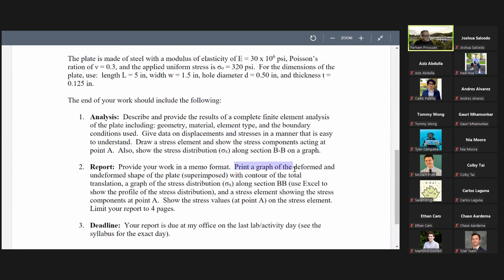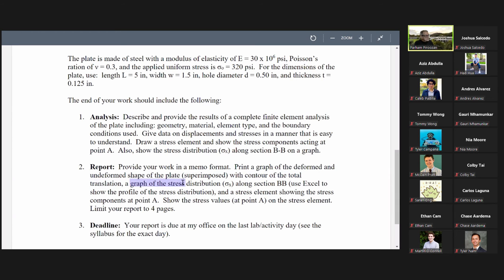Print a graph of deformed and undeformed shape superimposed. You have been doing it many times now. Deformed and undeformed shape superimposed with contour of total translation. So the contour should show total translation.